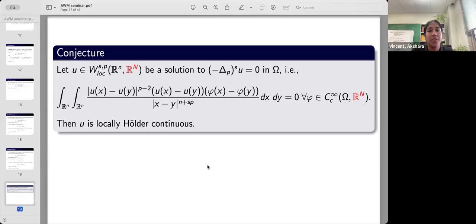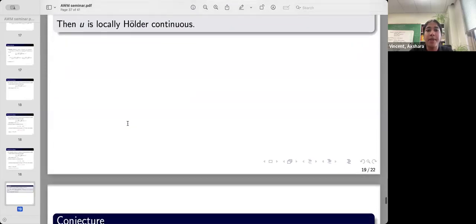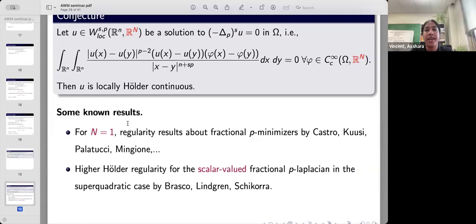And we state this as a conjecture: if U is in W^{s,p} and satisfies the fractional p-Laplacian of U equal to 0, then we don't even know if it's locally Hölder continuous. But there has been work done for the case n equal to 1, or scalar valued functions. There have been results about fractional p-minimizers by Castro, Cusi, Palatucci, Mingjian, and higher Hölder regularity for the scalar valued function is also done by Brasco, Lindgren, and Schikorra.